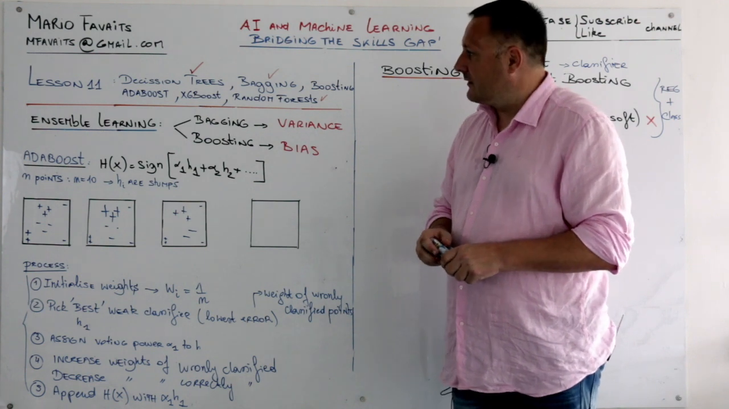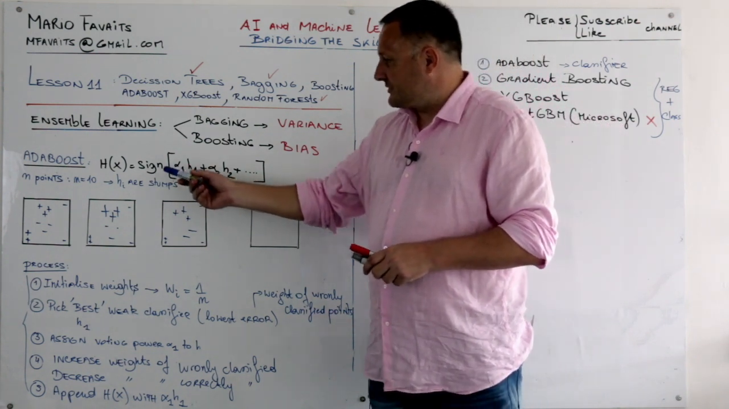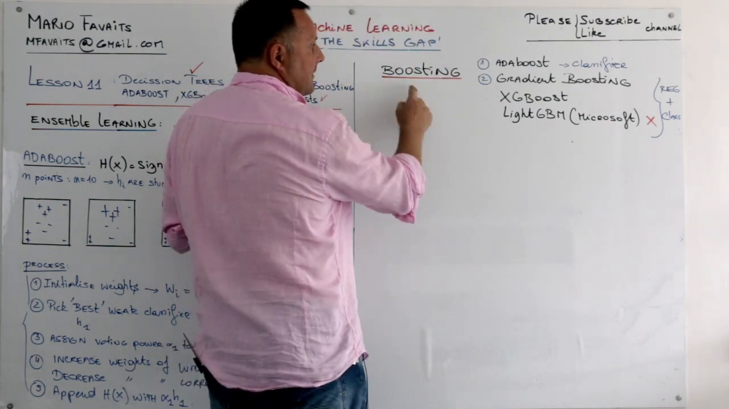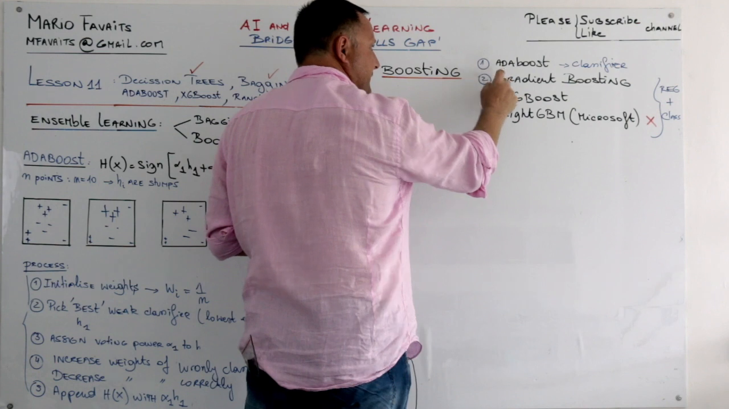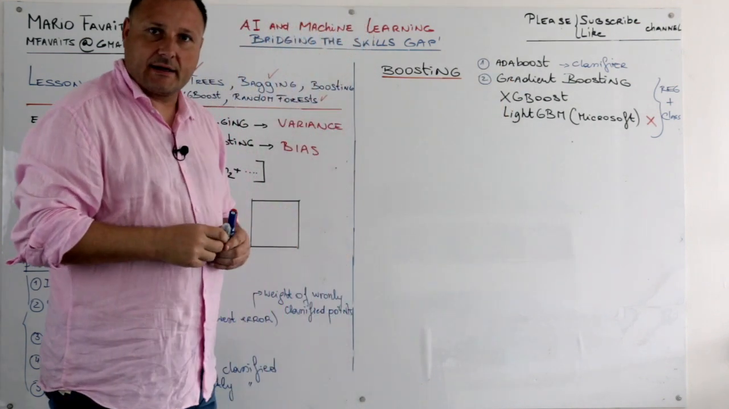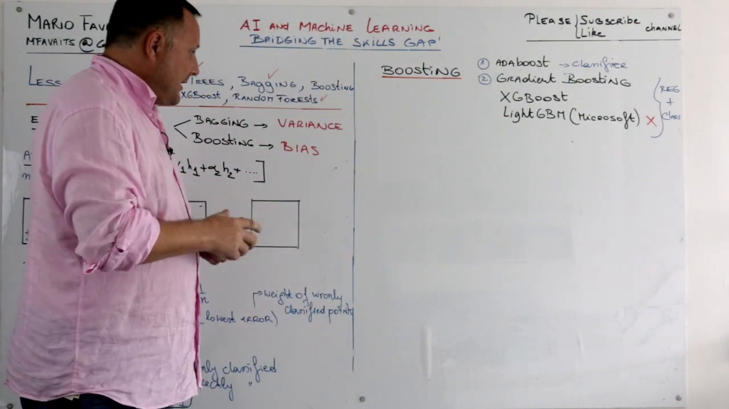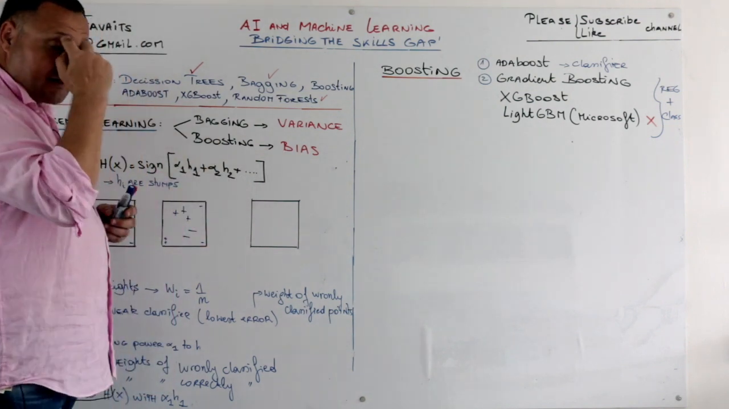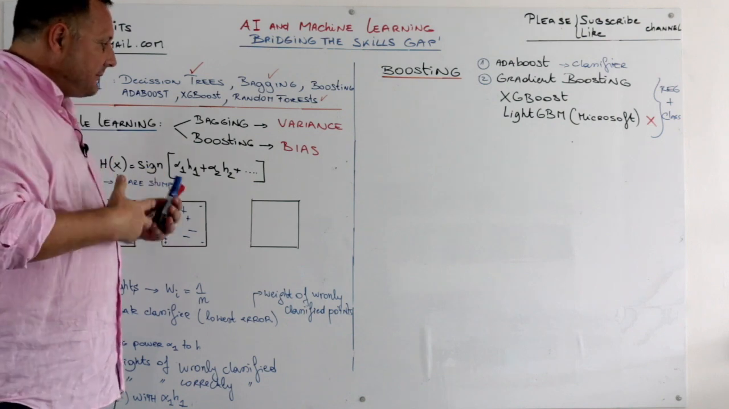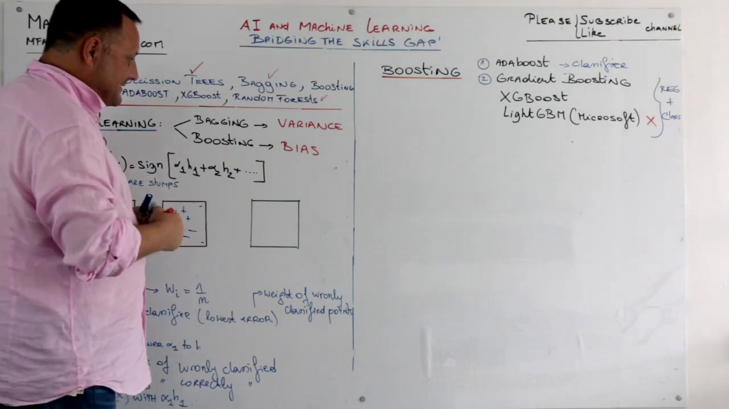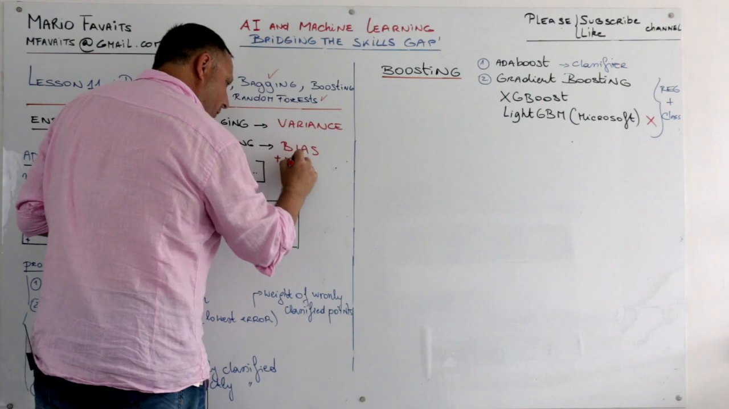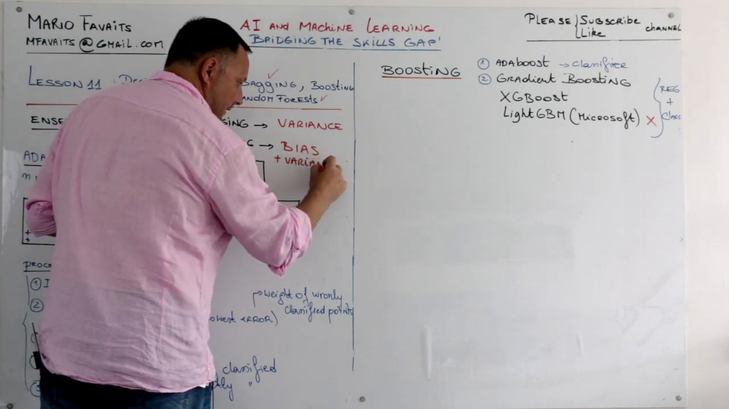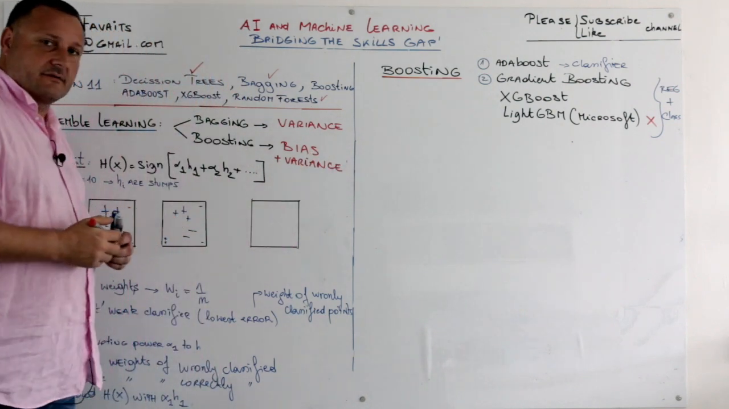Alright, let us continue with Adaboost. We've seen bagging. Now we're going to start with boosting, and the first one we're going to discuss is Adaboost. Here you see that you do boosting when you have a bias issue. But it's not only a bias issue, you also have variance. Boosting will also deal with variance.